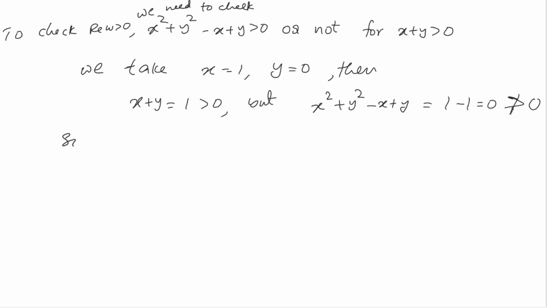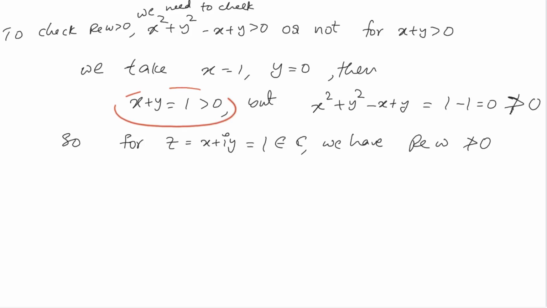So we can say for z as the complex number x plus iy with the values of x and y as 1 and 0, real part of w is not greater than 0. So we can say option A is wrong, since for this complex number satisfying the condition x plus y greater than 0, it is not holding that real part of w is greater than 0. So option A is wrong.